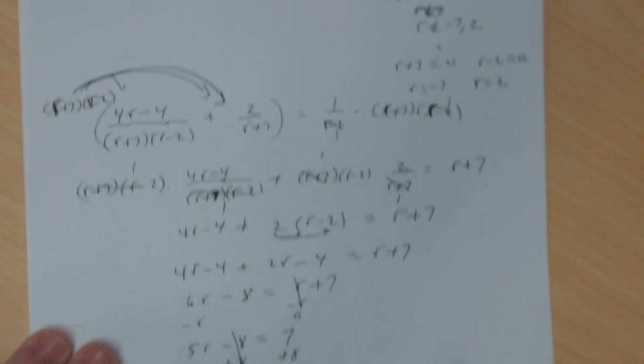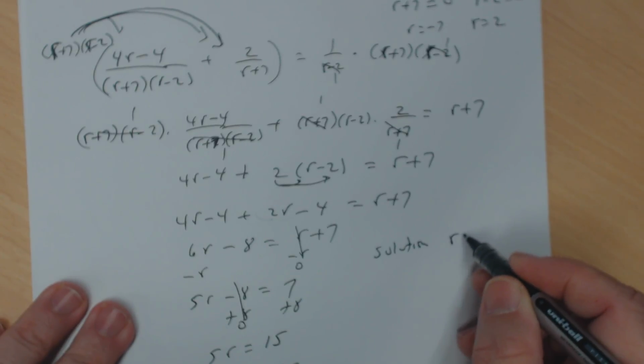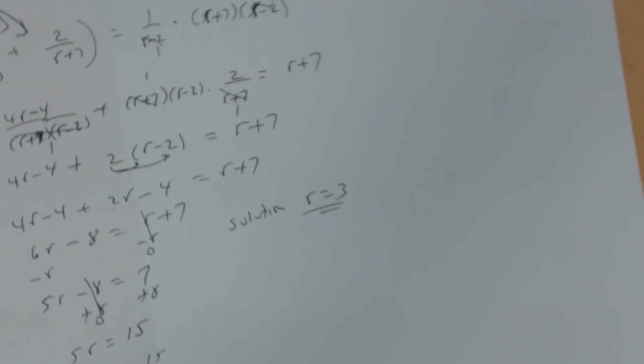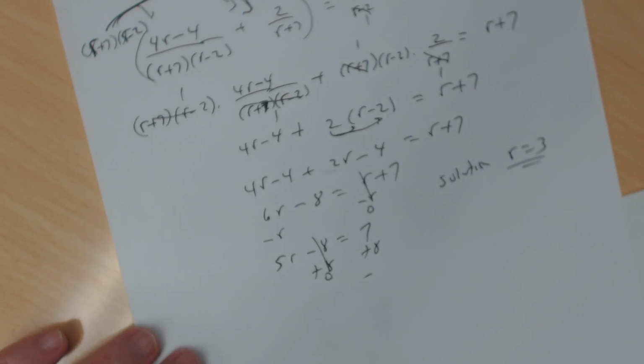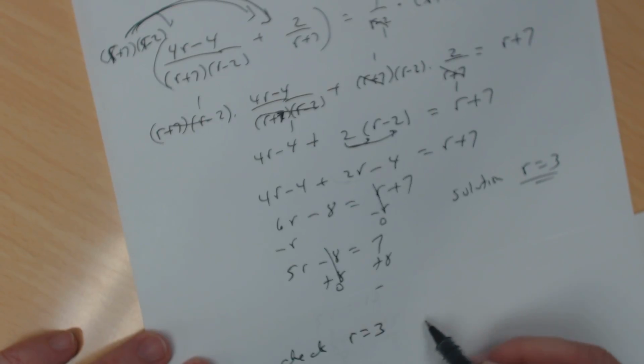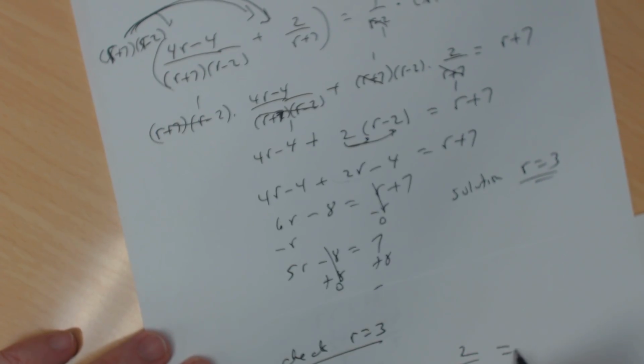Okay? All right, so your solution would be r equals 3. Now, let's just check it. So go back to the original problem. So we're checking to make sure that r equals 3 is a solution. So the original problem was 4r minus 4 over r squared plus 5r minus 14 plus 2 divided by r plus 7 equals 1 divided by r minus 2.